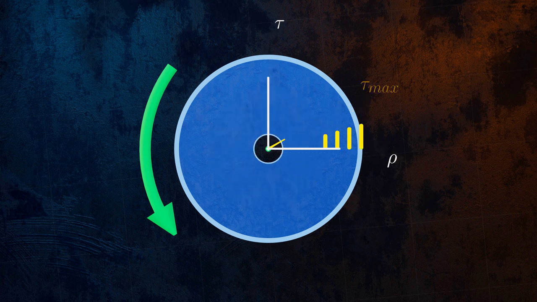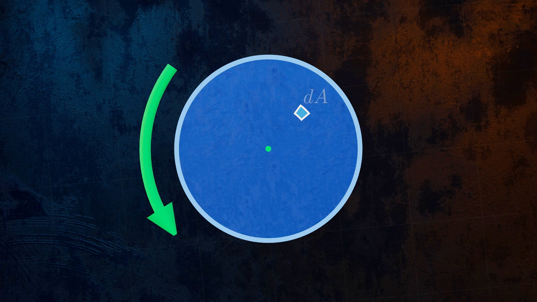Let's consider a small element within our cross-section that has an area equal to dA and is located at a distance ρ from the center of the cross-section. The internal force acting on this element is equal to its area, dA, multiplied by the shear stress τ. We can use this information to work out an equation for calculating the shear stresses.